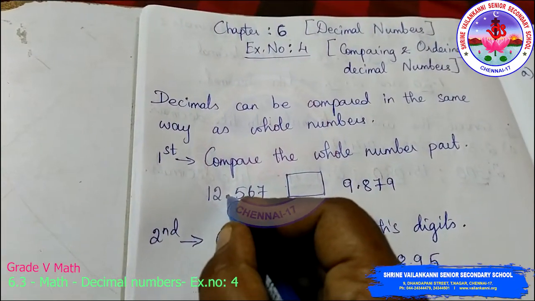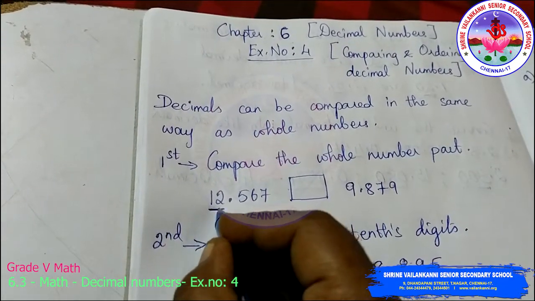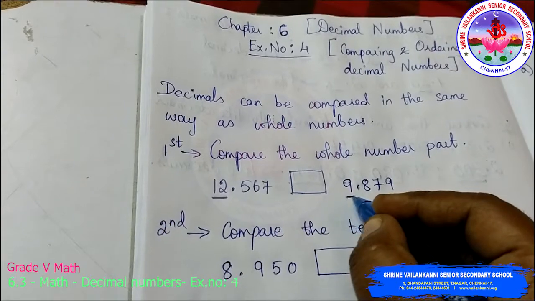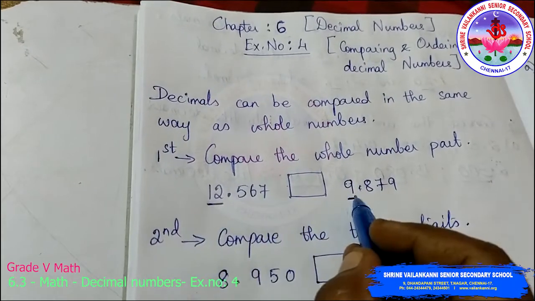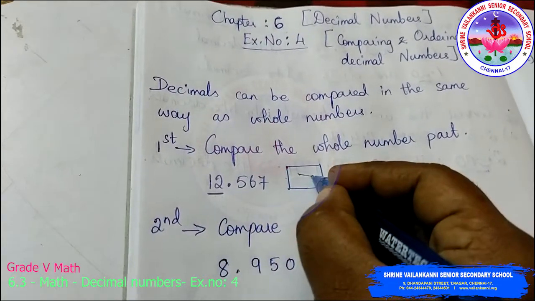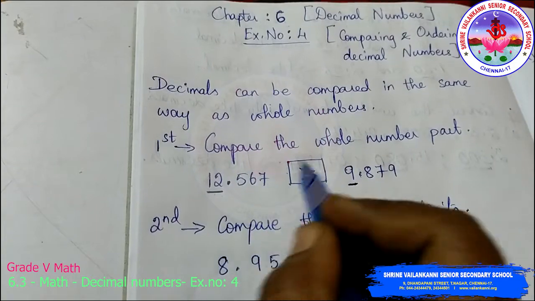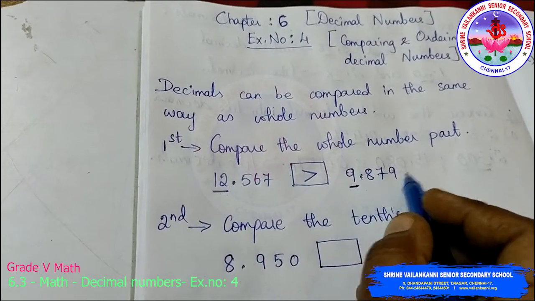Which is the whole number? The number which is there before the decimal point. Here it is 12, here it is 9. So which is greater? 12, 9. If you compare, 12 is greater. So obviously, directly you can confirm that 12.567 is greater than 9.879.